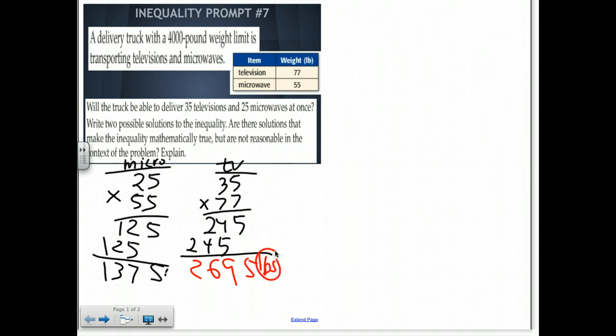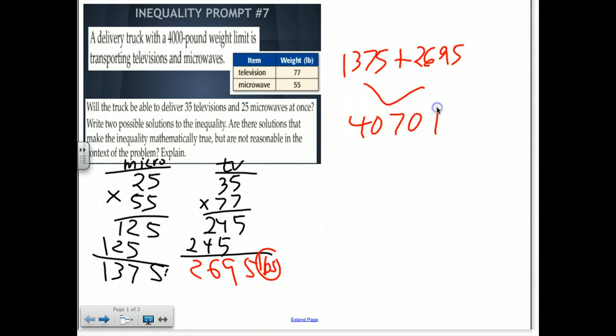So how do we calculate so that we can figure out the weight? Is it possible for this truck to carry this much weight? Yes. We have to add. We have to add the two weights together, right? So on one end we add the total pounds of 25 microwaves, which is 1,375 pounds, and we also add the weight of 35 TVs, which is 2,695 pounds, and the total weight comes out to be 4,070 pounds. No, it can't carry it. It's not reasonable. So, what does that mean?